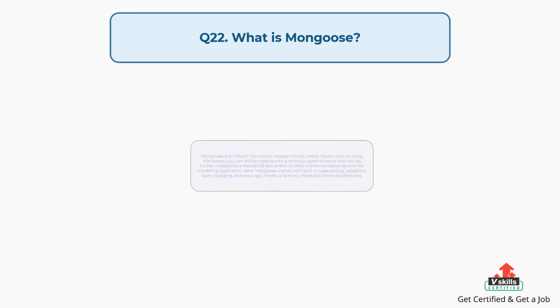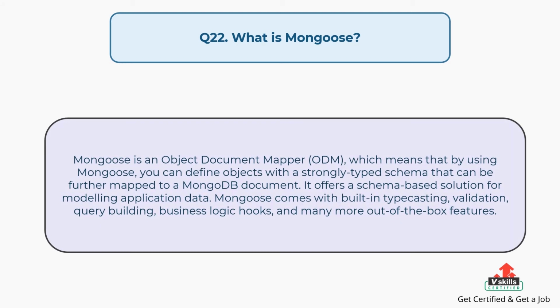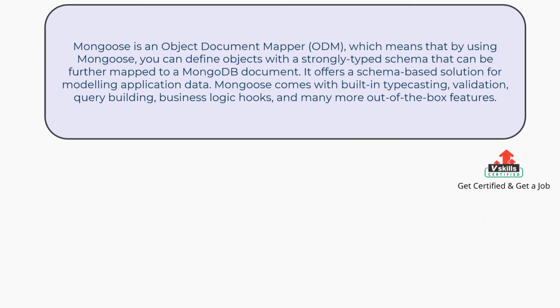Question number 22. What is Mongoose? The answer is: Mongoose is an object document mapper, ODM, which means that by using Mongoose, you can define objects with a strongly typed schema that can be further mapped to a MongoDB document. It offers a schema-based solution for modeling application data. Mongoose comes with built-in typecasting, validation, query building, business logic hooks, and many more out-of-the-box features.